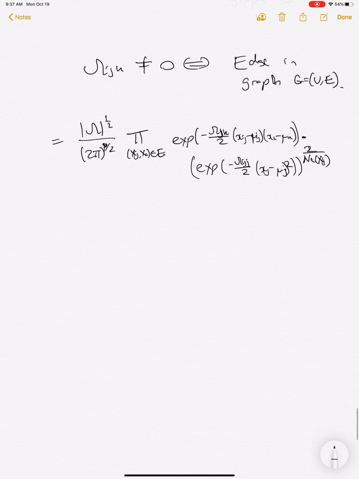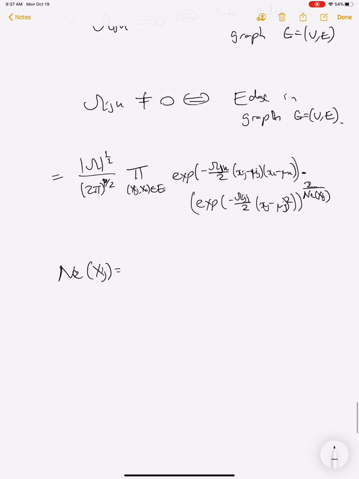So what is the number of neighbors? So the neighbors, this is like the parents. And so this equals xk such that xj, xk is in E.